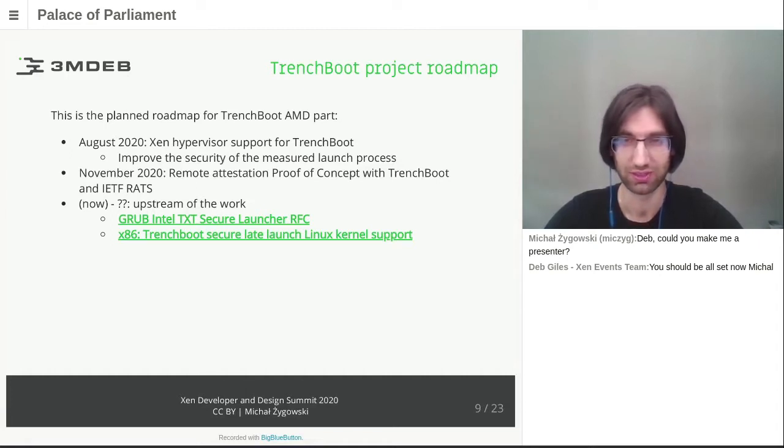And what is left is to upstream the whole work we have done so far. There are already some RFC patches you may find on GRUB with the Intel TXT Secure Launcher, and we have the modifications of the TrenchBoot Secure Launch Linux kernel support.